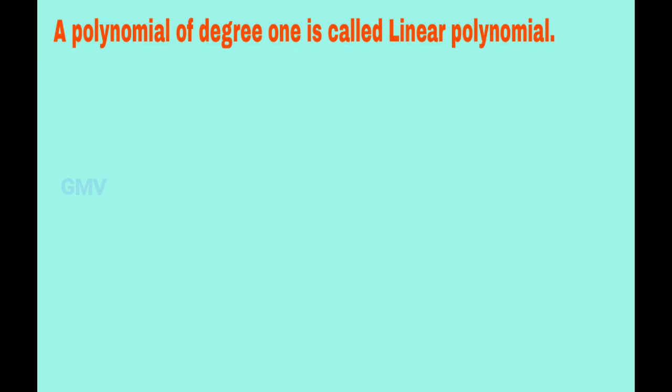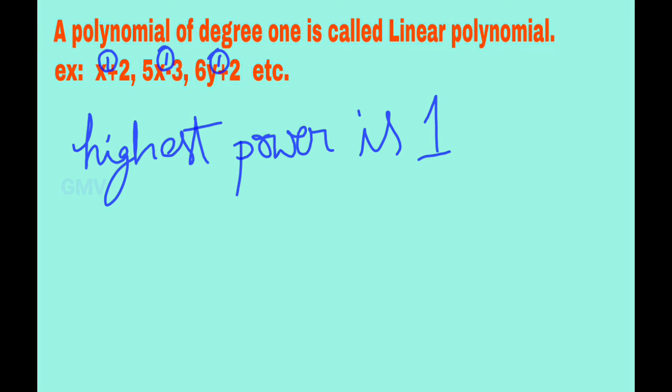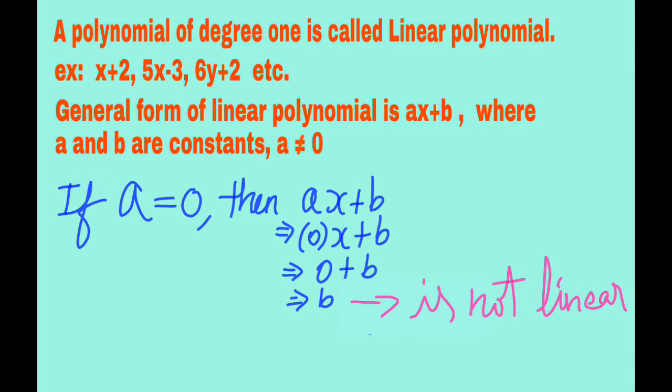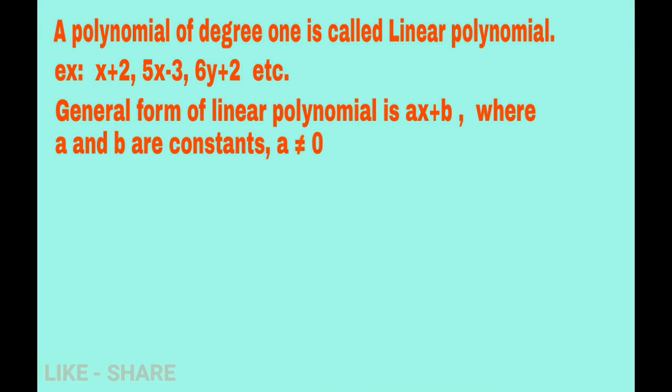A polynomial of degree 1 is called a linear polynomial. For example, x plus 2, 5x minus 3, 6y plus 2. Here, the degree of these polynomials is 1. The general form of a linear polynomial is ax plus b, where a and b are constants and a not equal to 0. Here we have taken the condition a not equal to 0. If a is equal to 0, then ax plus b becomes only b. Then it is not a linear polynomial. Hence, the condition must be a not equal to 0.